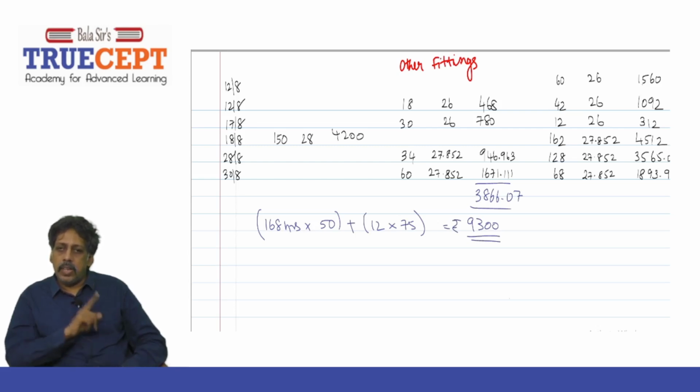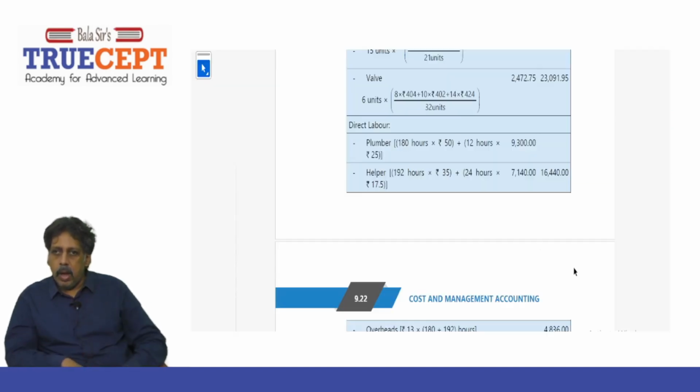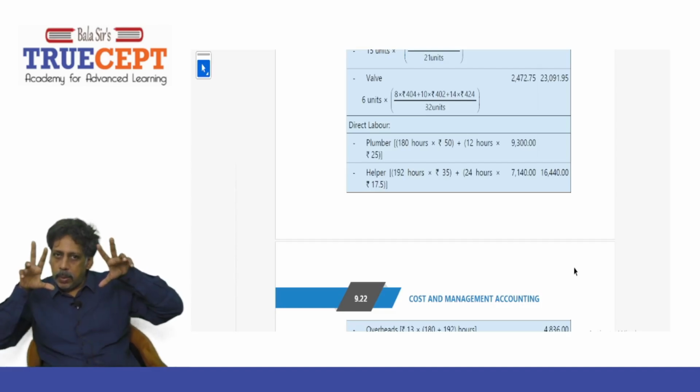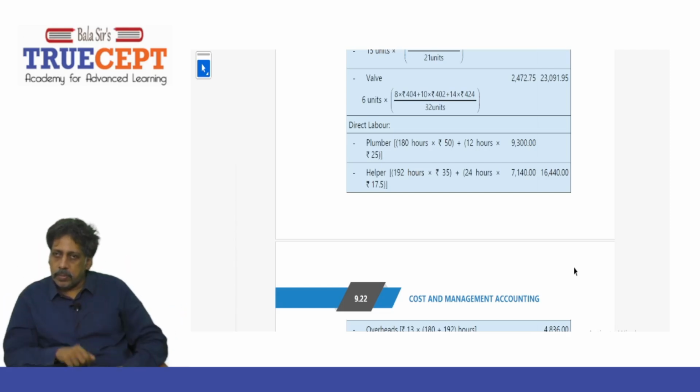See, this presentation is okay. What is done out there in the study material? 180 hours into 50, and 12 hours overtime premium into 25. Now for the helpers, I take 192 hours into rupees 35 plus 24 hours into 17.5, exactly the premium, 17.5 rupees, right? Adding both, you get 7,140. That's your direct labor cost. So total direct labor is 16,440.